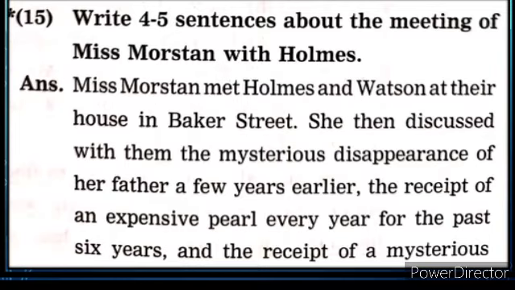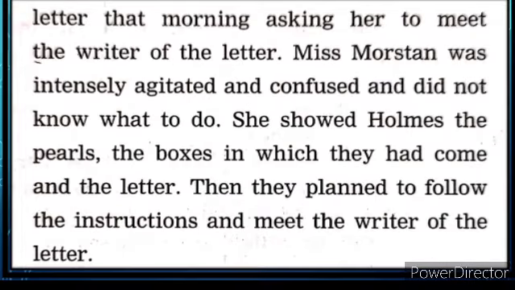Miss Marston met Holmes and Watson at their house in Baker Street. She then discussed with them the mysterious disappearance of her father, the receipt of an expensive pearl every year for the past 6 years, and the receipt of a mysterious letter that morning asking her to meet the writer of the letter. Miss Marston was intensely agitated and confused and did not know what to do. She showed Holmes the pearls, the boxes in which they had come, and the letter. Then they planned to follow the instructions and meet the writer of the letter.